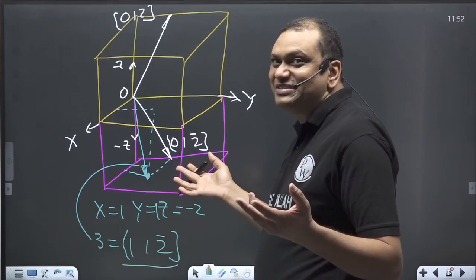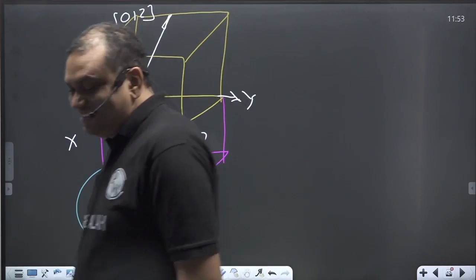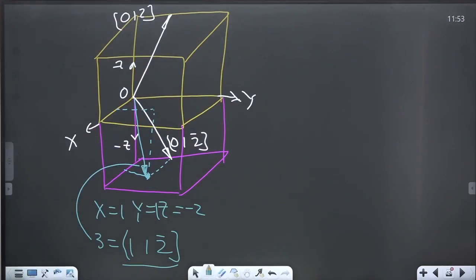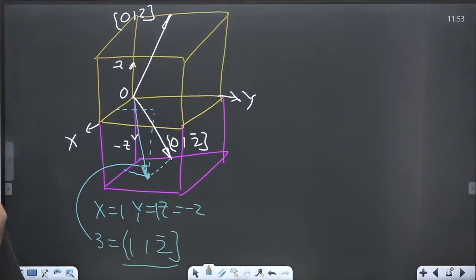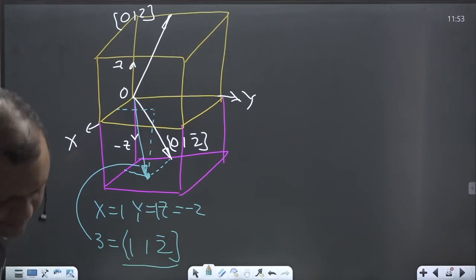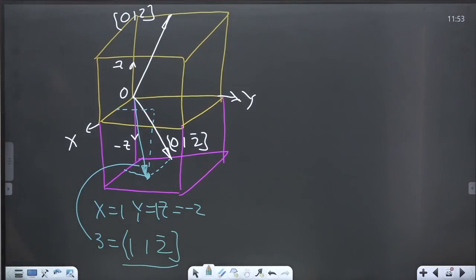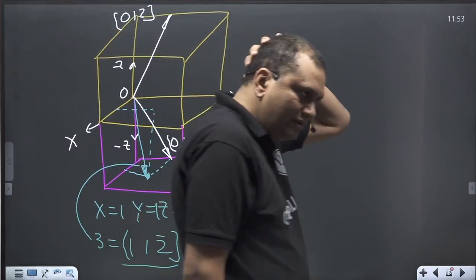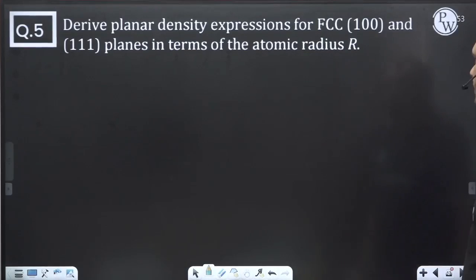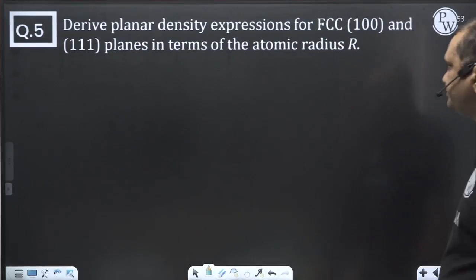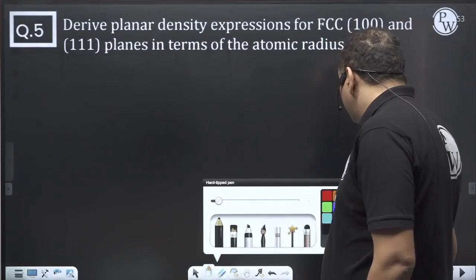Plotting of crystal directions. Okay? So drawing crystal directions and crystal planes is extremely easy. Okay? Now, look at the next problem.